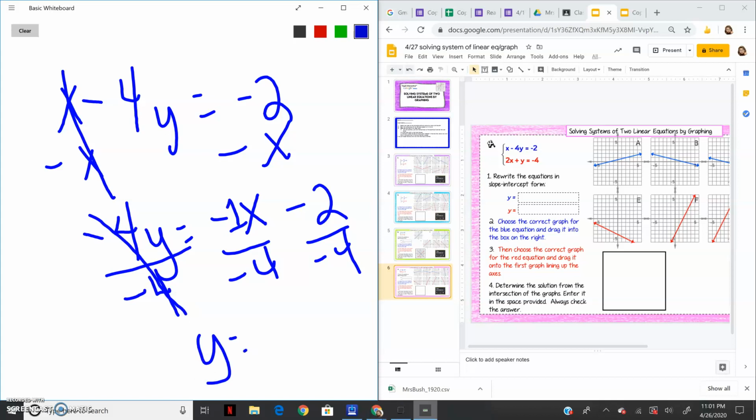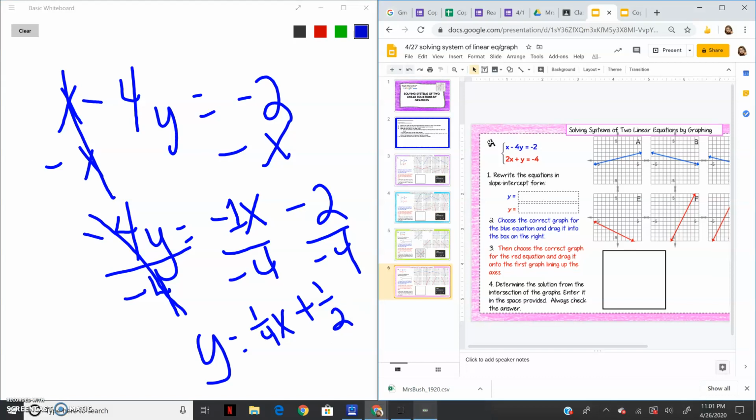Okay? So now y is all by itself, and you're going to say negative 1 divided by negative 4 is just 1/4, but it's a positive 1/4. Then negative 2 divided by 4, 2 divided by 4 is 1/2. Negative divided by negative is positive. So positive 1/2. So that's your first equation. So we're just going to type that right here into the equation of 1/4 x plus 1/2.